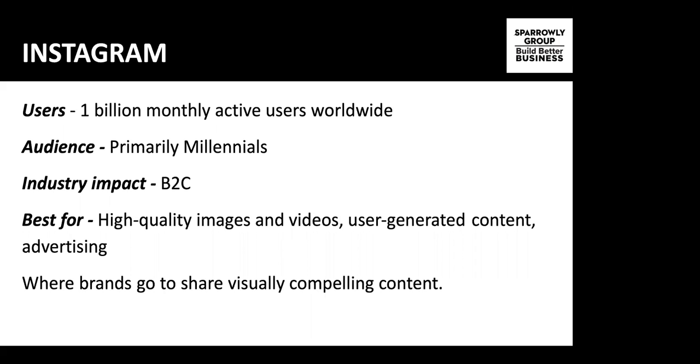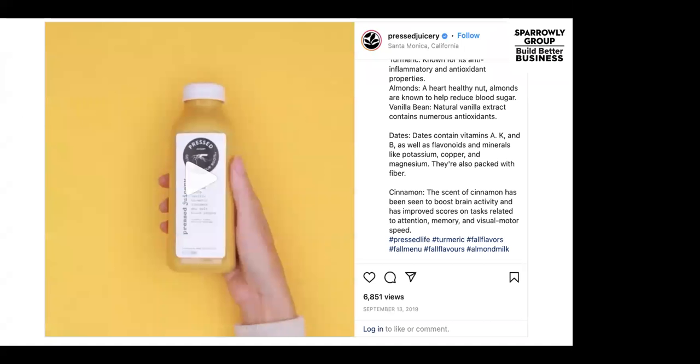Professional account benefits include accessing insights when you have over 100 followers, choosing a relevant category or type of service, and also your contact details, direct messages, SEO, and also having a retail shop. So this is an example of an Instagram account called Pressed Juicery.